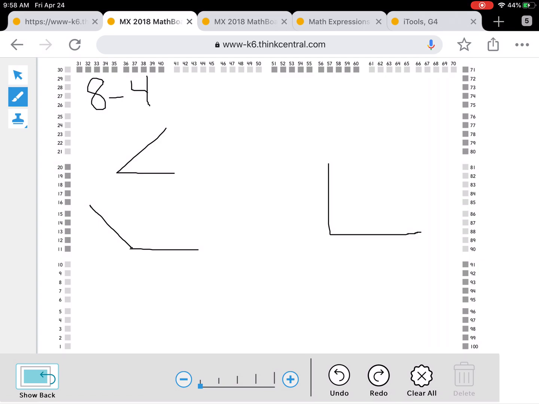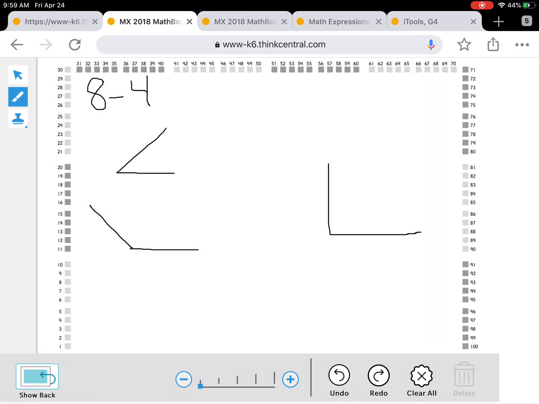As you saw in your work in your Nearpod, you're going to have to create these angles. We're asking you to draw an acute angle, an obtuse angle, and then a right angle, and then make these into a triangle.